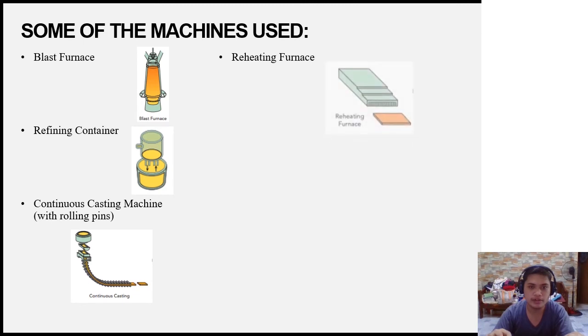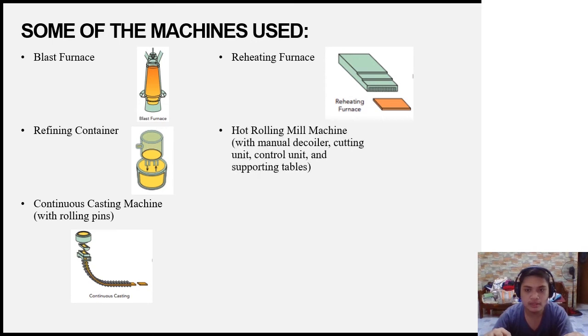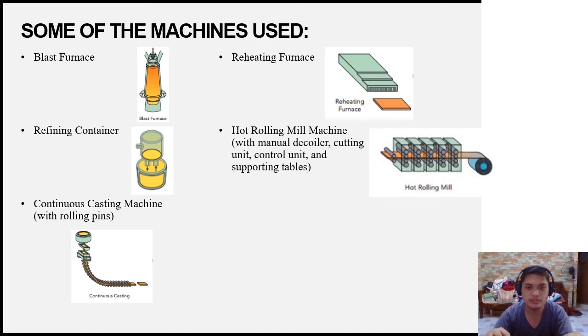Next is the reheating furnace. This is how it looks like. Reheat to extract the unwanted materials that are not extracted in the refining container. Next is the hot rolling mill with manual decoiler, cutting unit, control unit, supporting tables, and this is how it looks like.